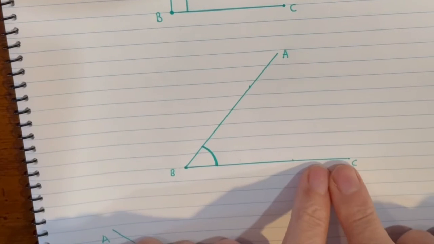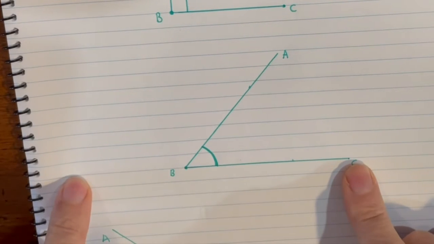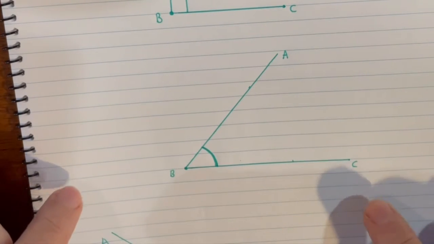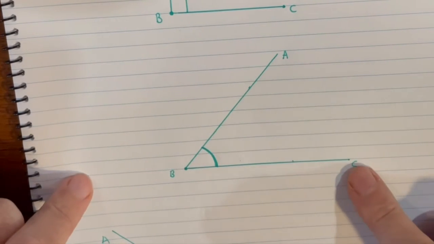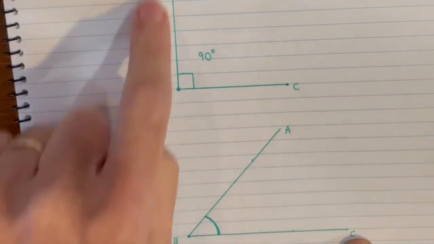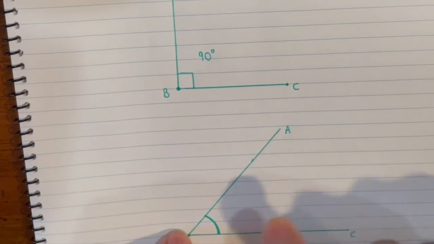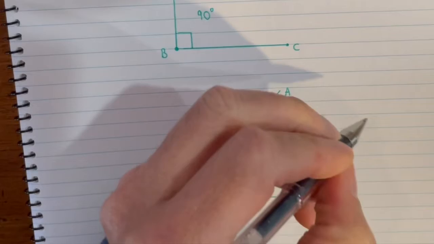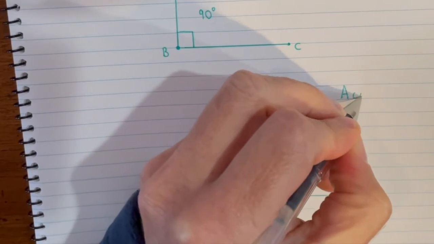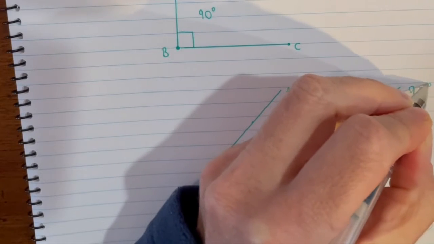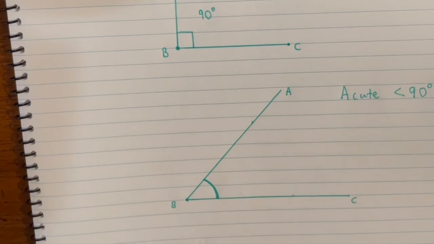We know that a straight line has 180 degrees, so anything that's less than a straight line is going to have an angle of less than 180 degrees. In this case, it's less than the right angle here. The right angle is 90 degrees, and this one is clearly less than that. So it's what we would call an acute angle, less than 90 degrees.